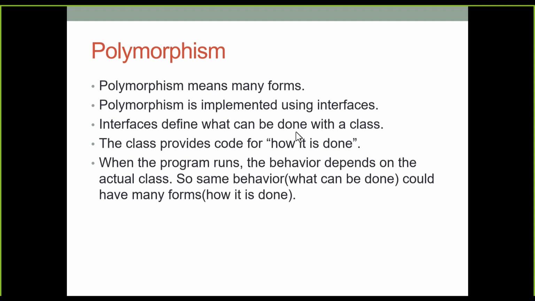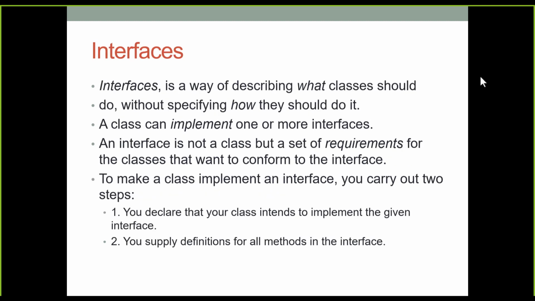It depends on the actual class. So the same behavior, the move behavior, could have many different forms. It could be run, walk, fly, swim, or something else. We call this polymorphism. So every time you see move, you should understand that behind the scene there could be many different forms for the move interface that you see. Even though they all call move, they could be different behaviors.